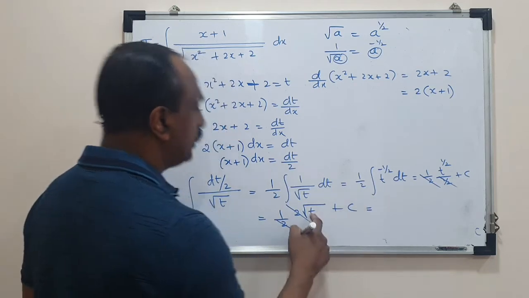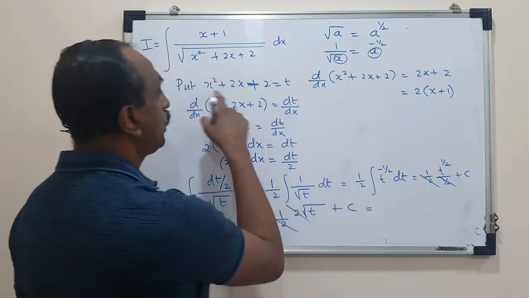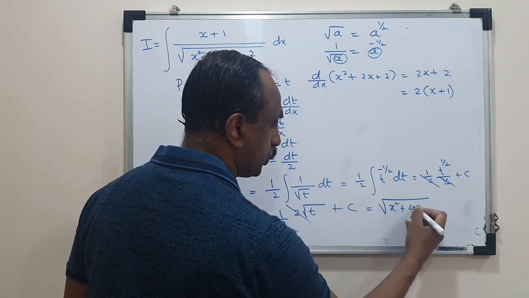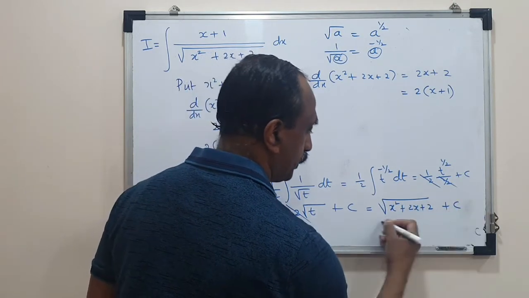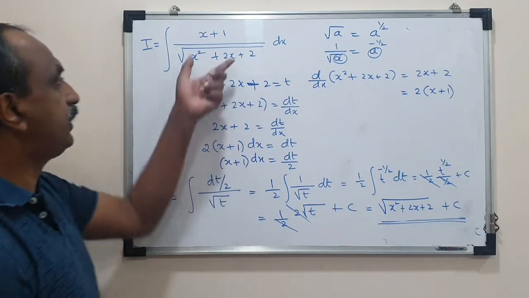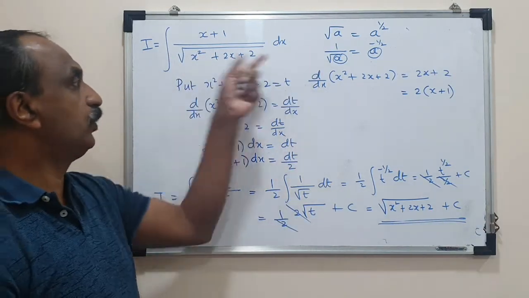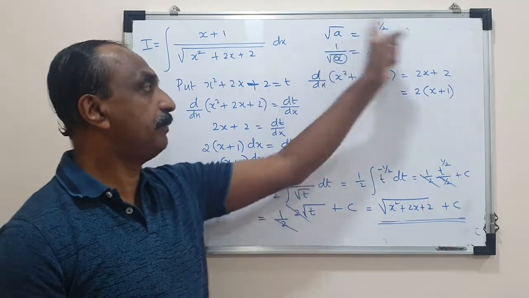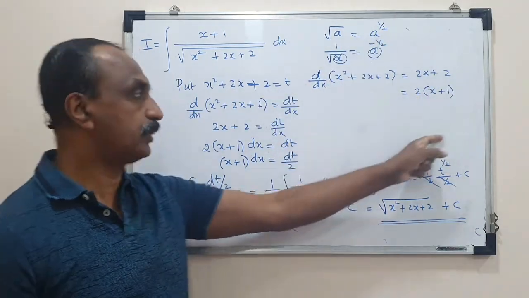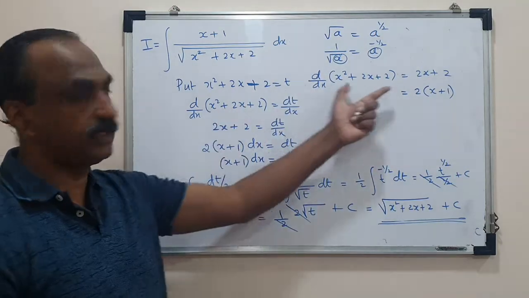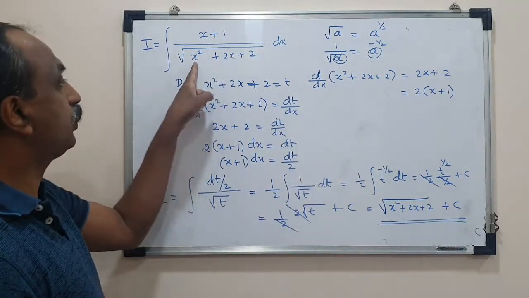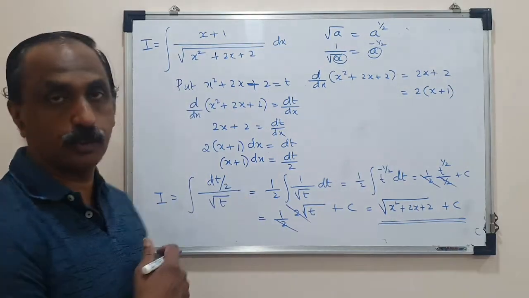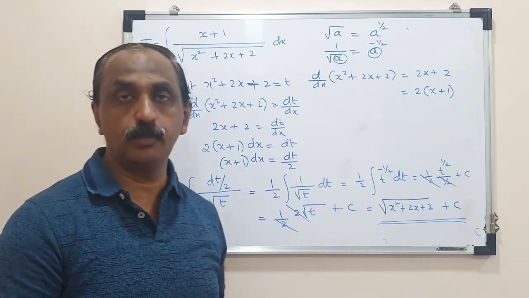Now you can replace t by, t is what? x square plus 2x plus 2. So root of x square plus 2x plus 2 plus c. So it's very important that every time when you decide the power rule, you have to check whether the base derivative is present or not. This is done mentally. Whatever I wrote here is mental calculation, which you may not write in the solution. Just looking at it, 2x plus 2, 2 common, so derivative again. Now you can do the substitution. This is how you have to think and solve the problem.